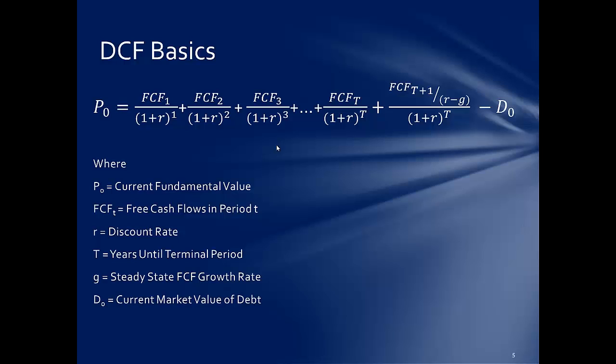Just as a brief reminder, here's our discounted cash flows model. Anytime we want to find the current fundamental value denoted by P0, we have to forecast out all of the free cash flows, discount those back using WACC, and then in this terminal period we have to calculate our terminal price, and we discount that back, T periods as well, capital T representing the time till terminal period. Then we have to subtract out the value of debt. That's all review from the last module.